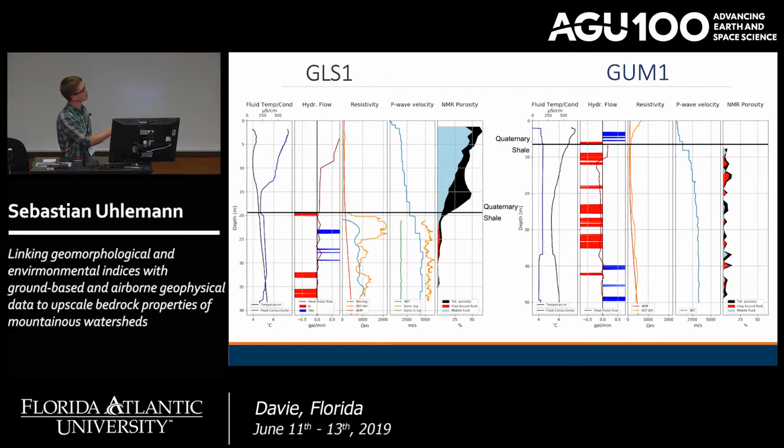If we go to this intermediate side, we had very thin quaternary cover, only 5 to 6 meters, and below that we have a unit that's not really varying a lot. You see the seismic velocities don't change a lot, the resistivity data doesn't change a lot, and the porosity is pretty constant.